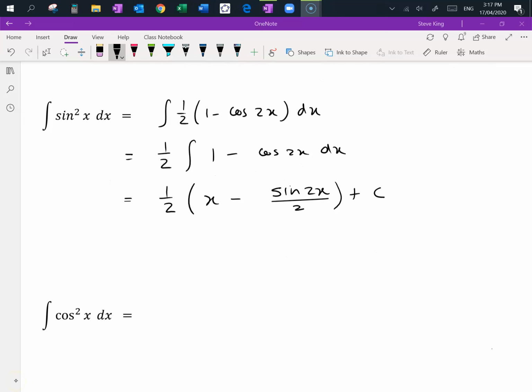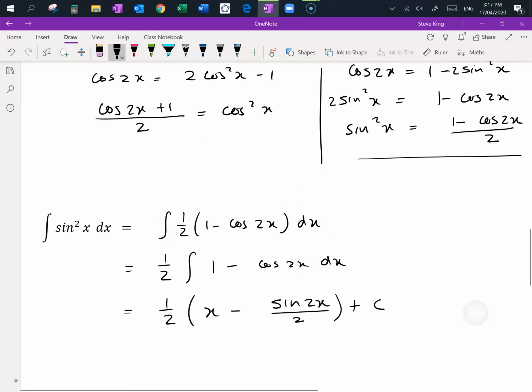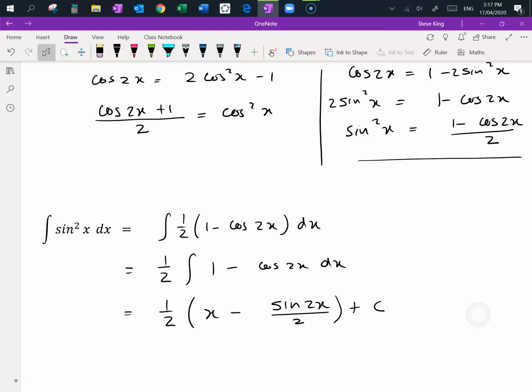So now when I come to look at the integral of cos squared x dx, I need to go back and take a look at my cos squared x. There was the formula written up over there.